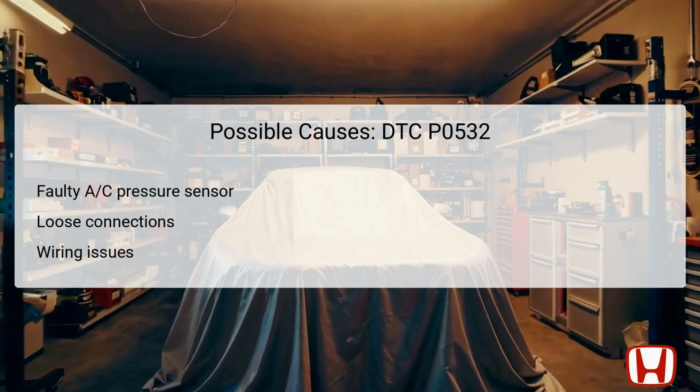Wiring issues such as broken or shorted wires in the circuit can also contribute to the low voltage condition and should be carefully examined. Additionally, problems with the PCM itself can arise, perhaps affecting the circuit's performance and leading to erroneous voltage readings. Inspecting all these components is essential for accurate diagnosis and repair.